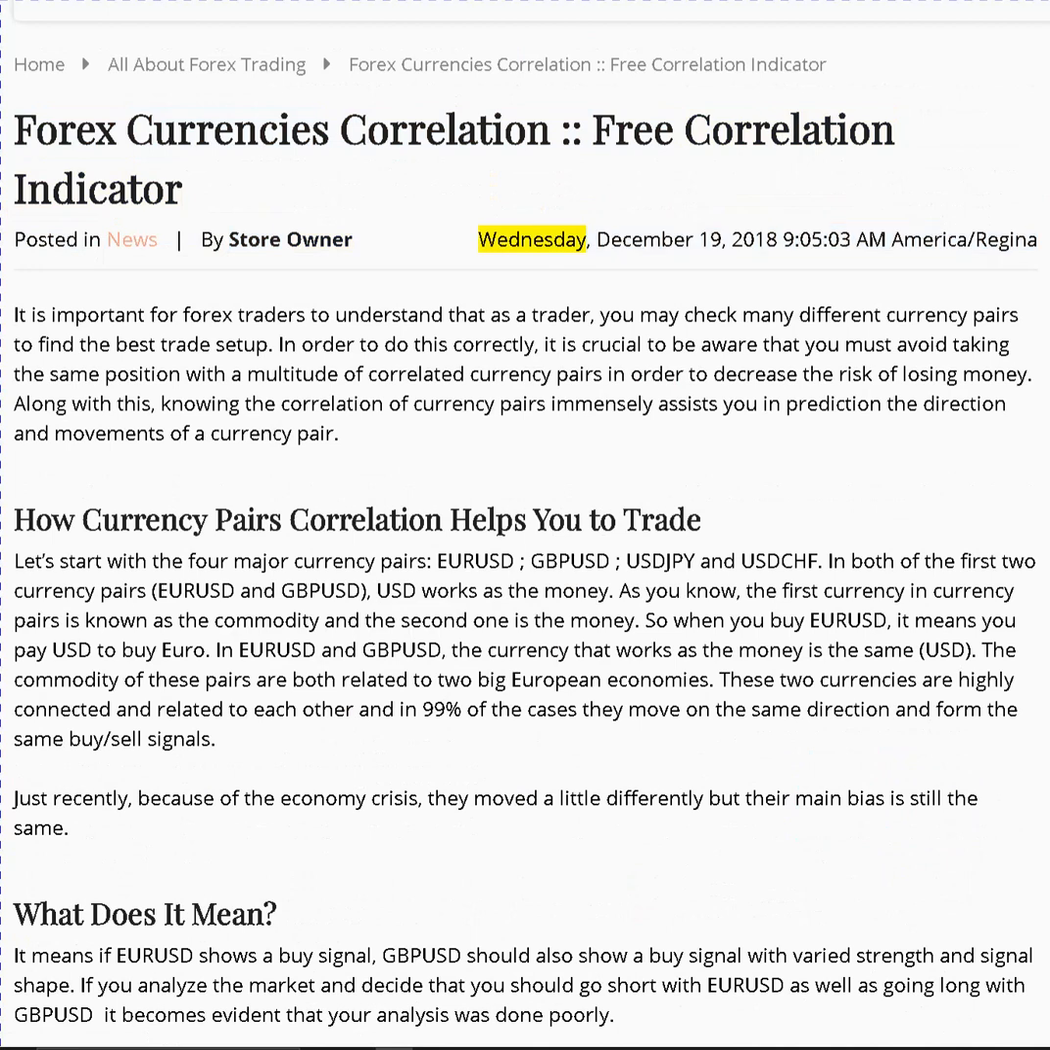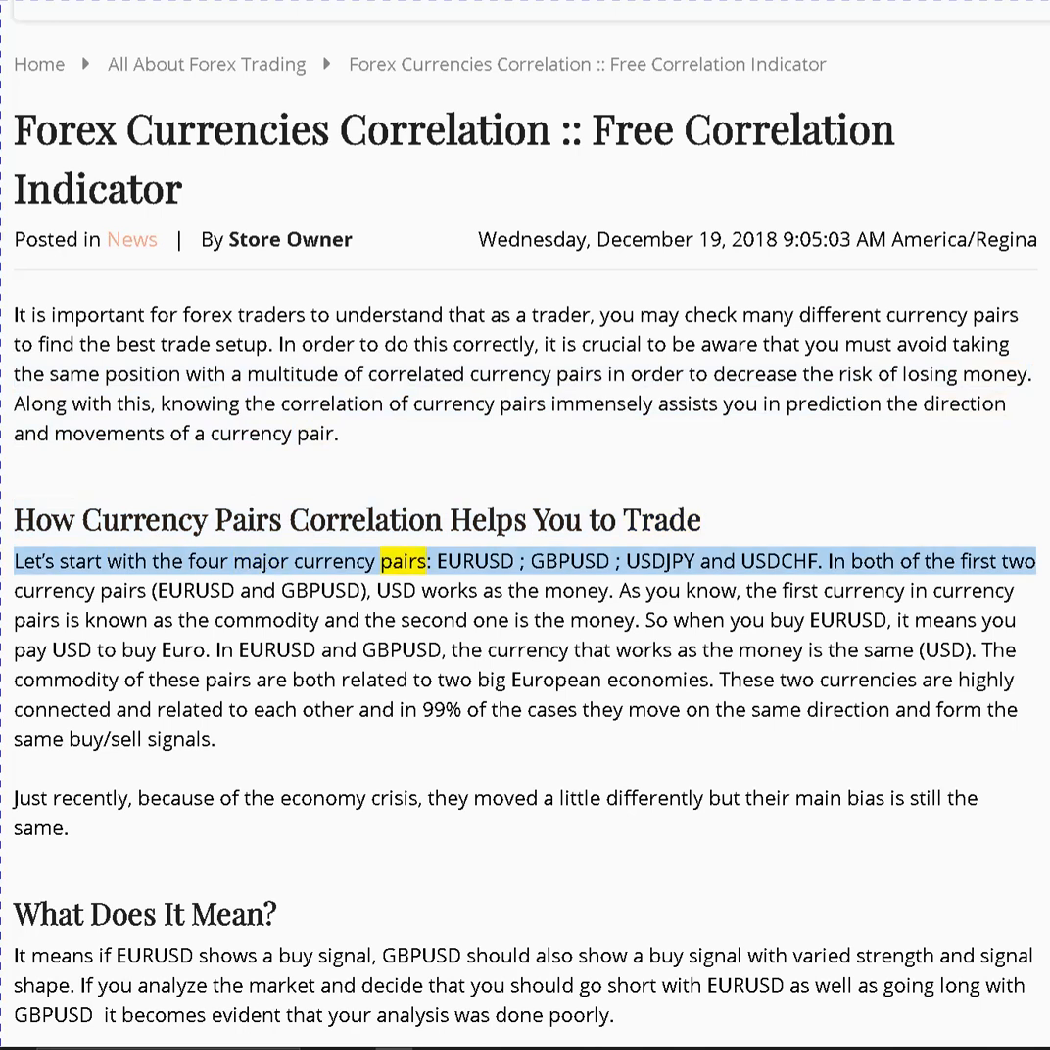It is important for Forex traders to understand that as a trader, you may check many different currency pairs to find the best trade setup. In order to do this correctly, it is crucial to be aware that you must avoid taking the same position with a multitude of correlated currency pairs in order to decrease the risk of losing money. Along with this, knowing the correlation of currency pairs immensely assists you in predicting the direction and movements of a currency pair. How currency pairs correlation helps you to trade.